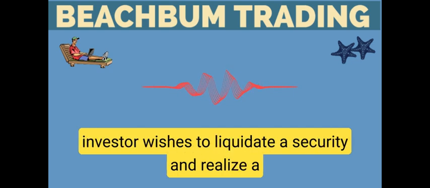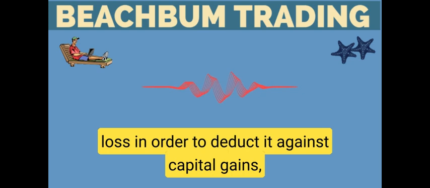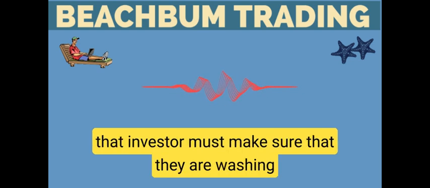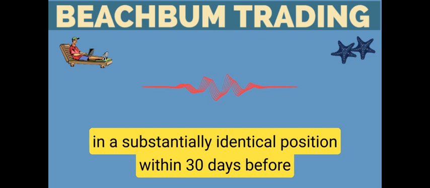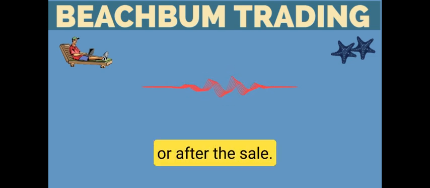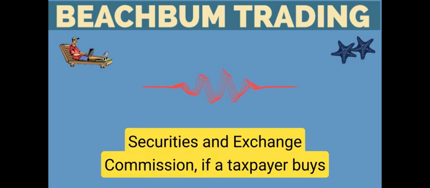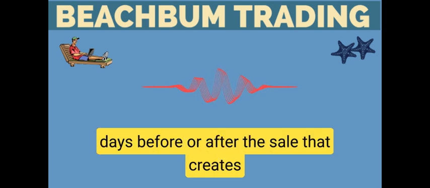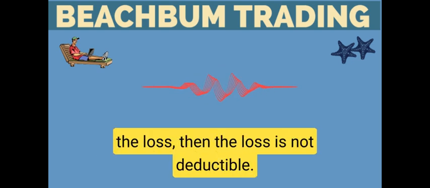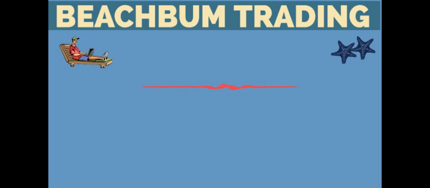If an investor wishes to liquidate a security and realize a loss in order to deduct it against capital gains, that investor must make sure that they are washing their portfolio clean of that position and not adding in a substantially identical position within 30 days before or after the sale. According to the U.S. Securities and Exchange Commission, if a taxpayer buys an identical stock or security within the 30 days before or after the sale that creates the loss, then the loss is not deductible.